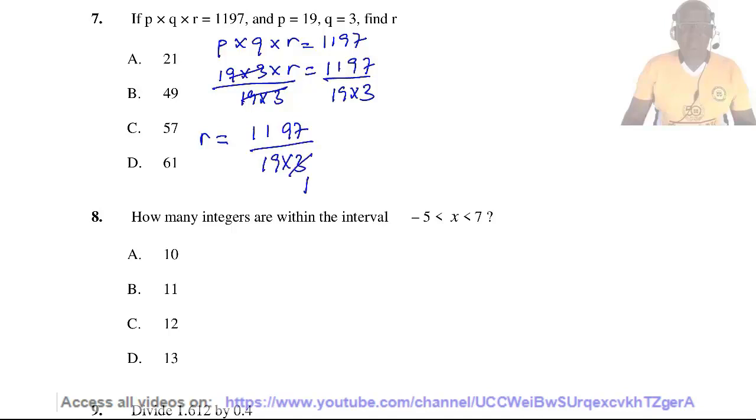3 goes into 11, 3. That's 9. Carry 2, 29. 3 goes into 29, 9. 27. So it's 399 divided by 19. 19 goes into 39, 2. 38. Carry 1, 21. So the answer is 21. So A.